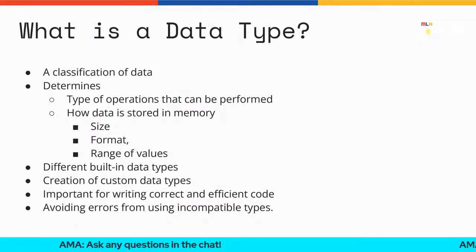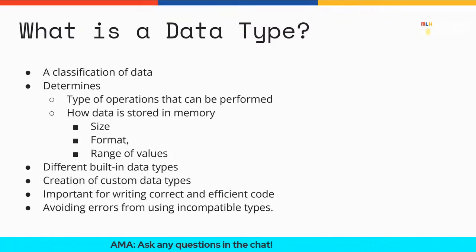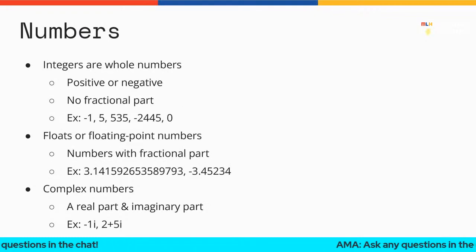We also started talking about data types in Python, right? So what is a data type? We talked about how it's a classification of data. It determines what type of operation can be performed, how data is stored in memory, size, format, range, and all sorts of different things.